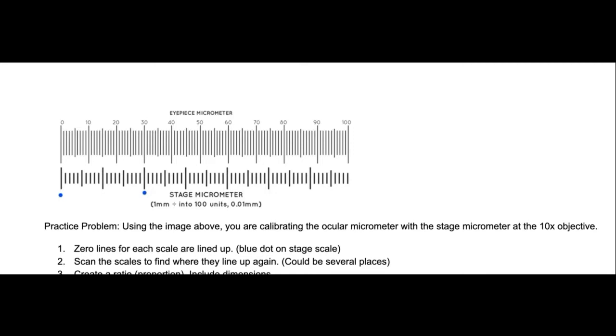So if you're looking at something under 10x magnification, there's 100 across. 100 of these eyepiece micrometer ocular units across. If you look at it at the 20x, there's 100 across. If you look at it at the 40x, there's 100 across. No matter what your magnification, it's always the same amount of ocular units across. And so that's not super helpful for trying to actually get an absolute measurement.